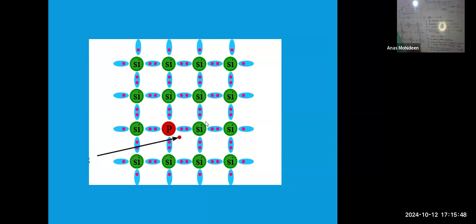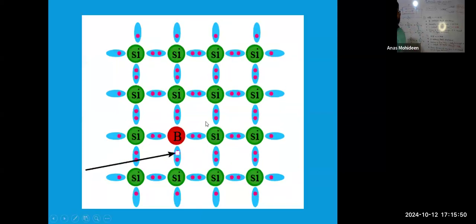What about this now? The same examples we discussed. Is it N type or P type? Definitely you can see it's P type, right? Why P type? Because it's providing a free hole. A free hole means a positive charge. So the more it is connected, the more positive charge carriers there are. So that is P type. I hope it's totally clear. Fine.